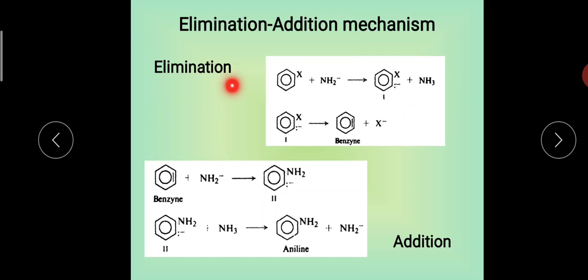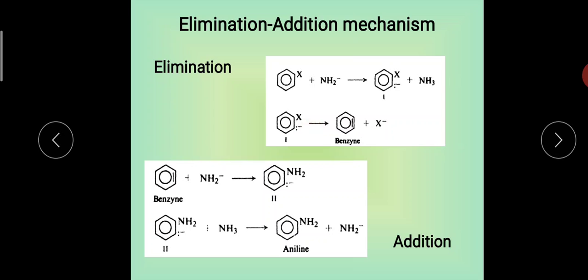So if you just consider these two steps, your elimination step is a slow step and the rate determining step. Okay, so formation of the benzyne intermediate is a slow step, and anything that could actually stabilize this benzyne will speed up the reaction.